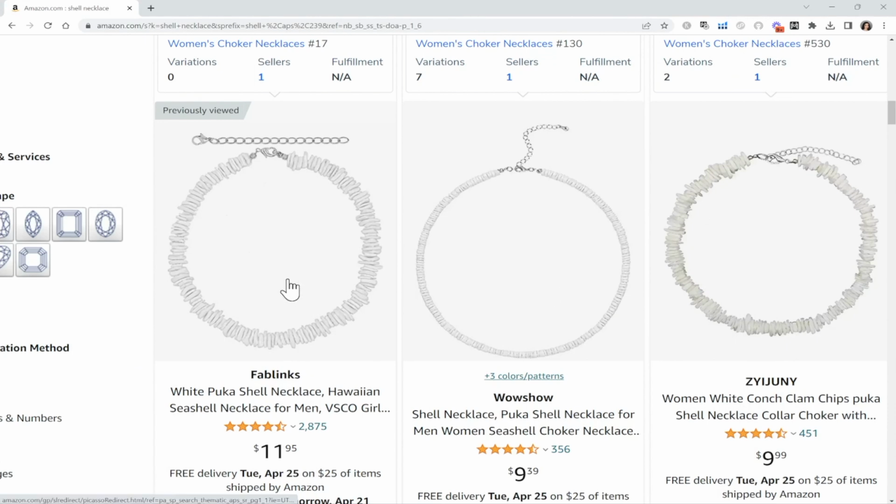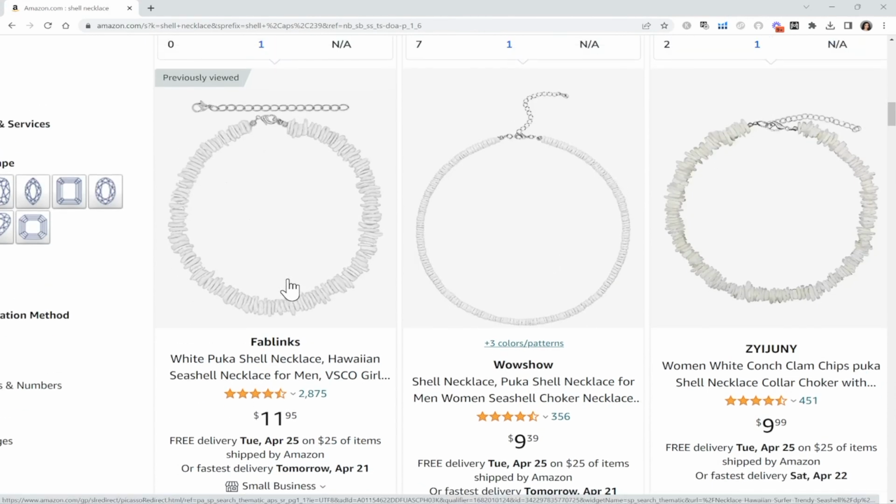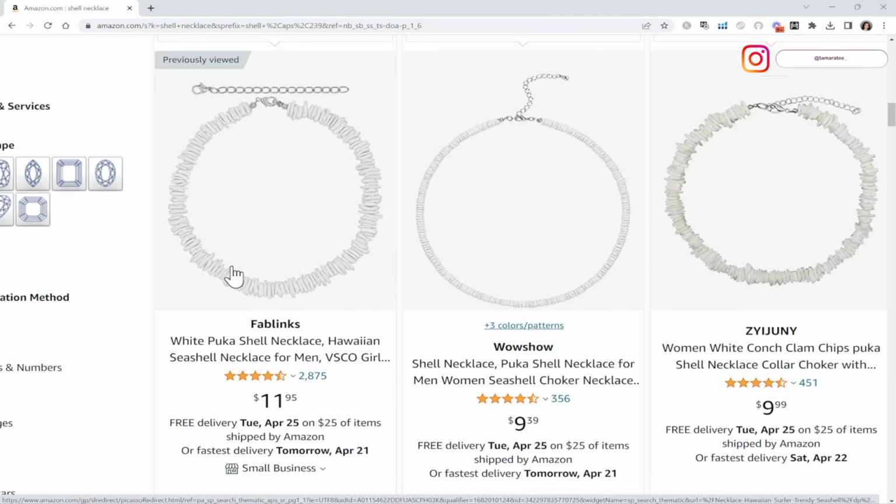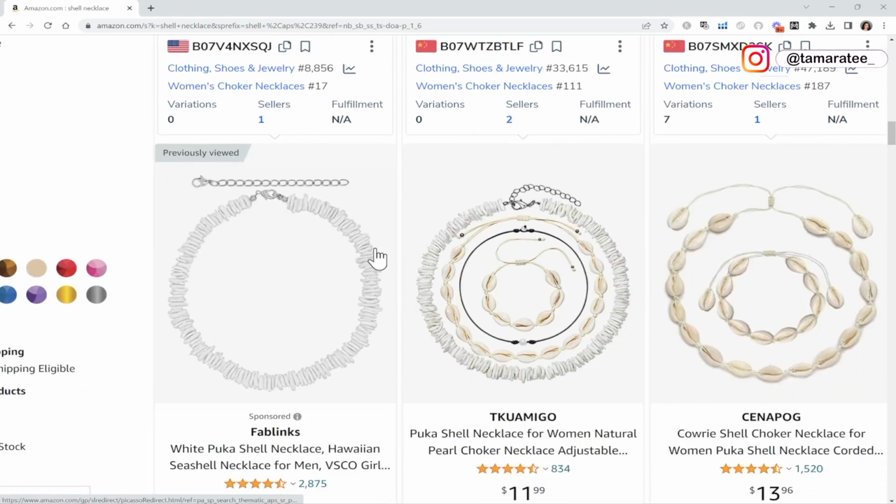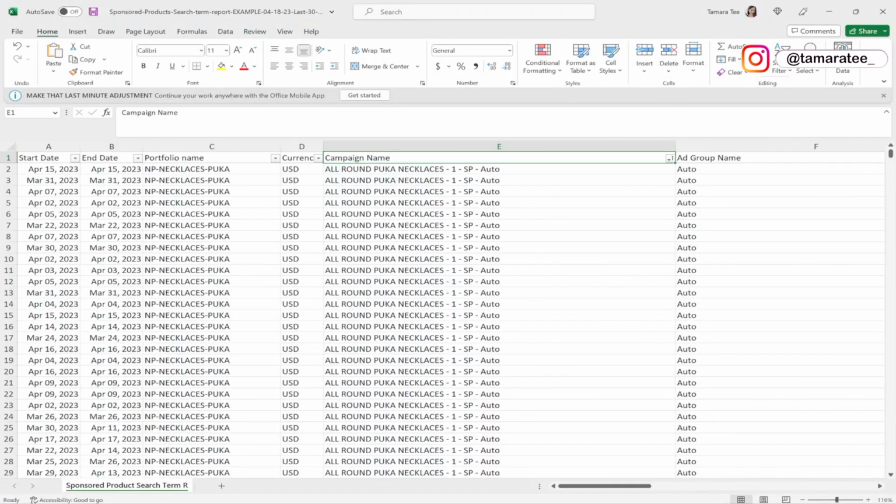Today, I will be using the shell necklace to show you how to optimize your Amazon PPC campaigns. This is a dummy product that we are selling on Amazon, and I downloaded the last 30 days of data from my Amazon Seller Central account under my advertising console to help you make good decisions, look at keywords, and become profitable running your Amazon PPC campaigns.